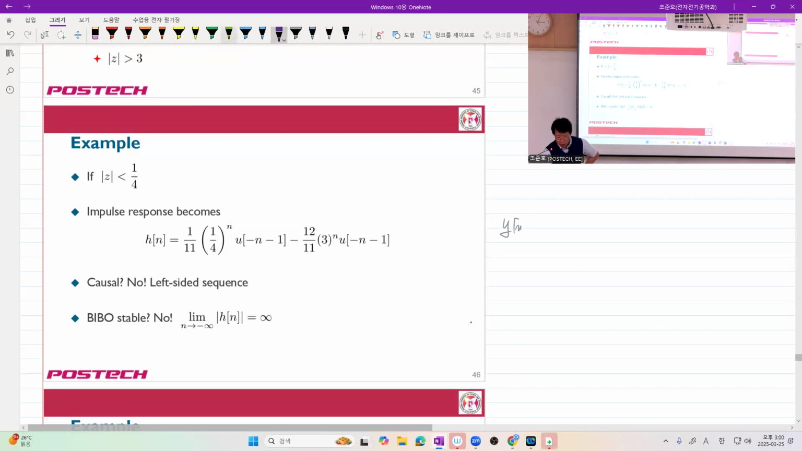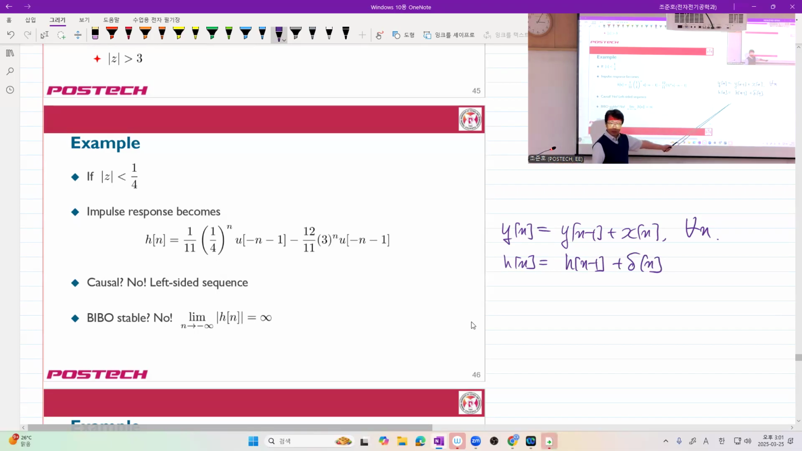I remember I put it somewhere in the previous handout. Probably this is the LCCDE I'm talking about. Yeah. So what is H? What is H, by the way? When you apply an impulse at time 0, then your output becomes the impulse response. So your impulse response satisfies this equation. Or you may consider the Z transform.